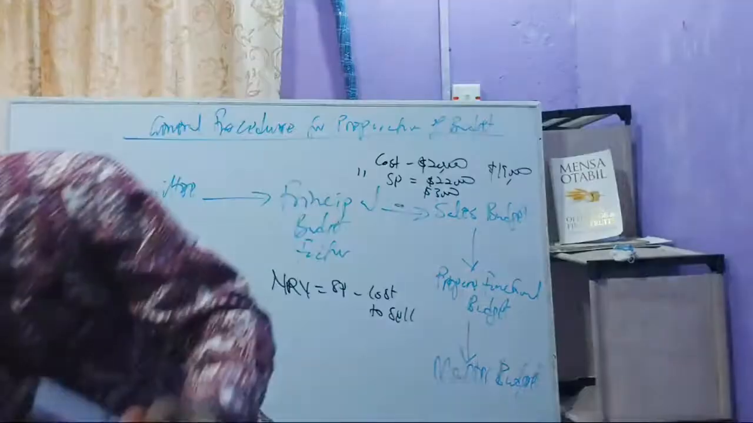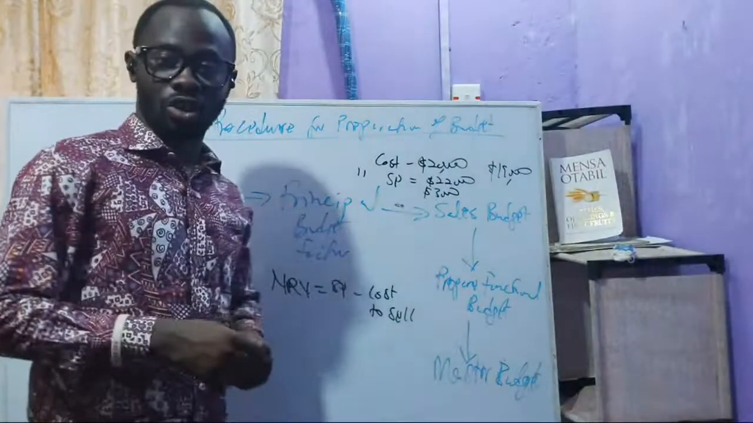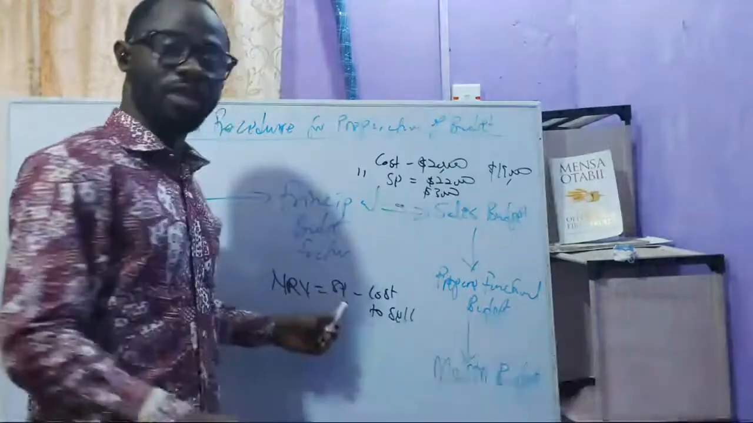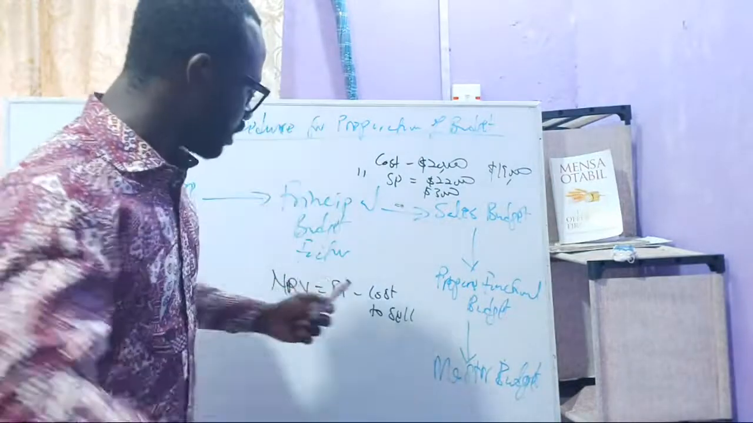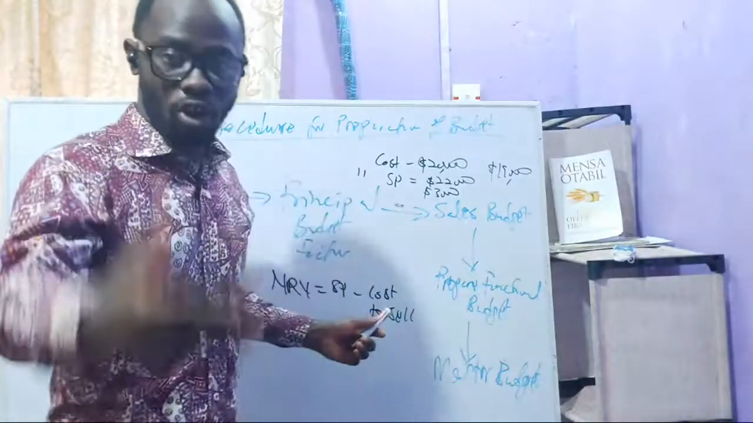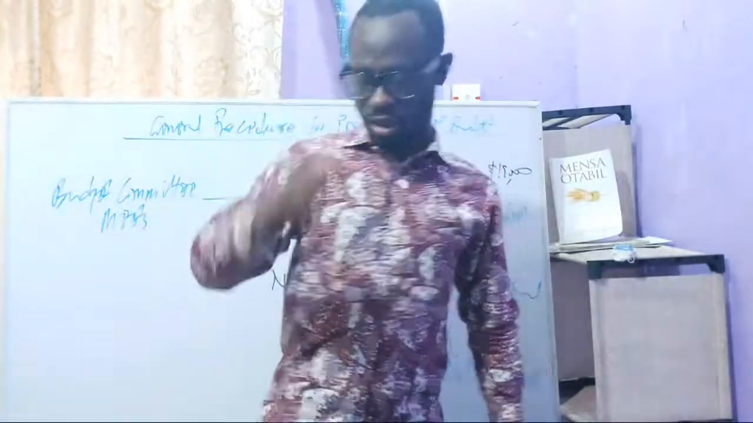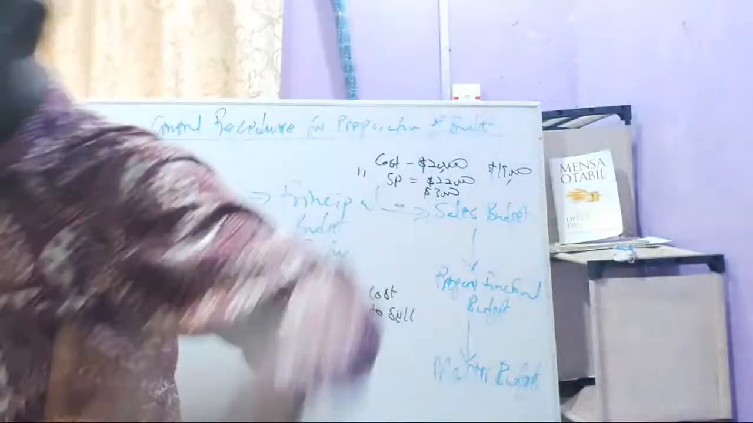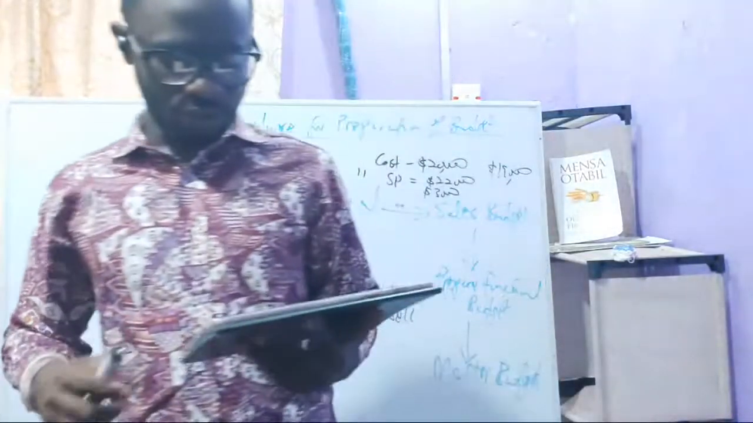So Mustafa, that is the answer to your question. The NRV, the net realizable value, is the selling price minus the cost to sell. Does it make sense? Let me know if you understand it. If you don't, let me know if there is any other clarification I need to do for you.